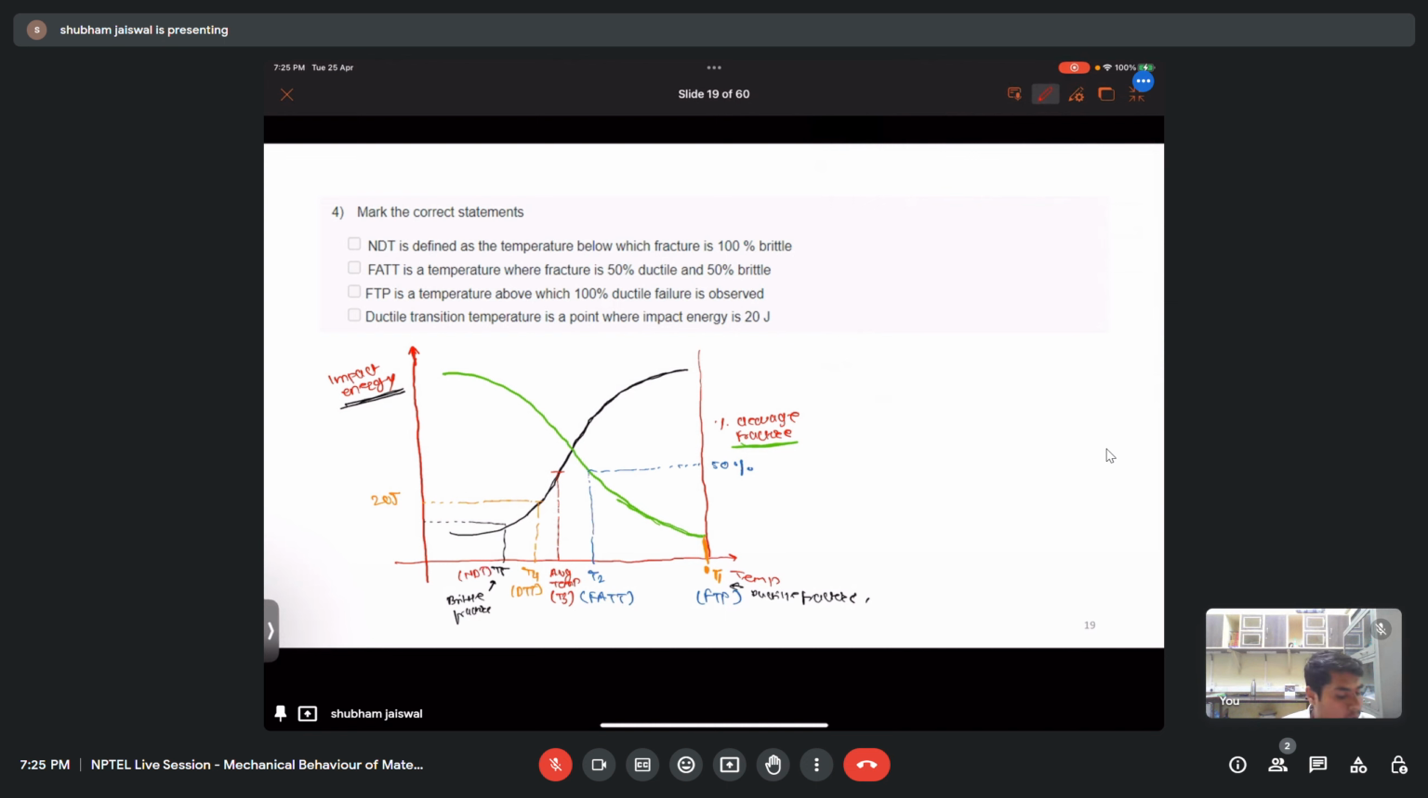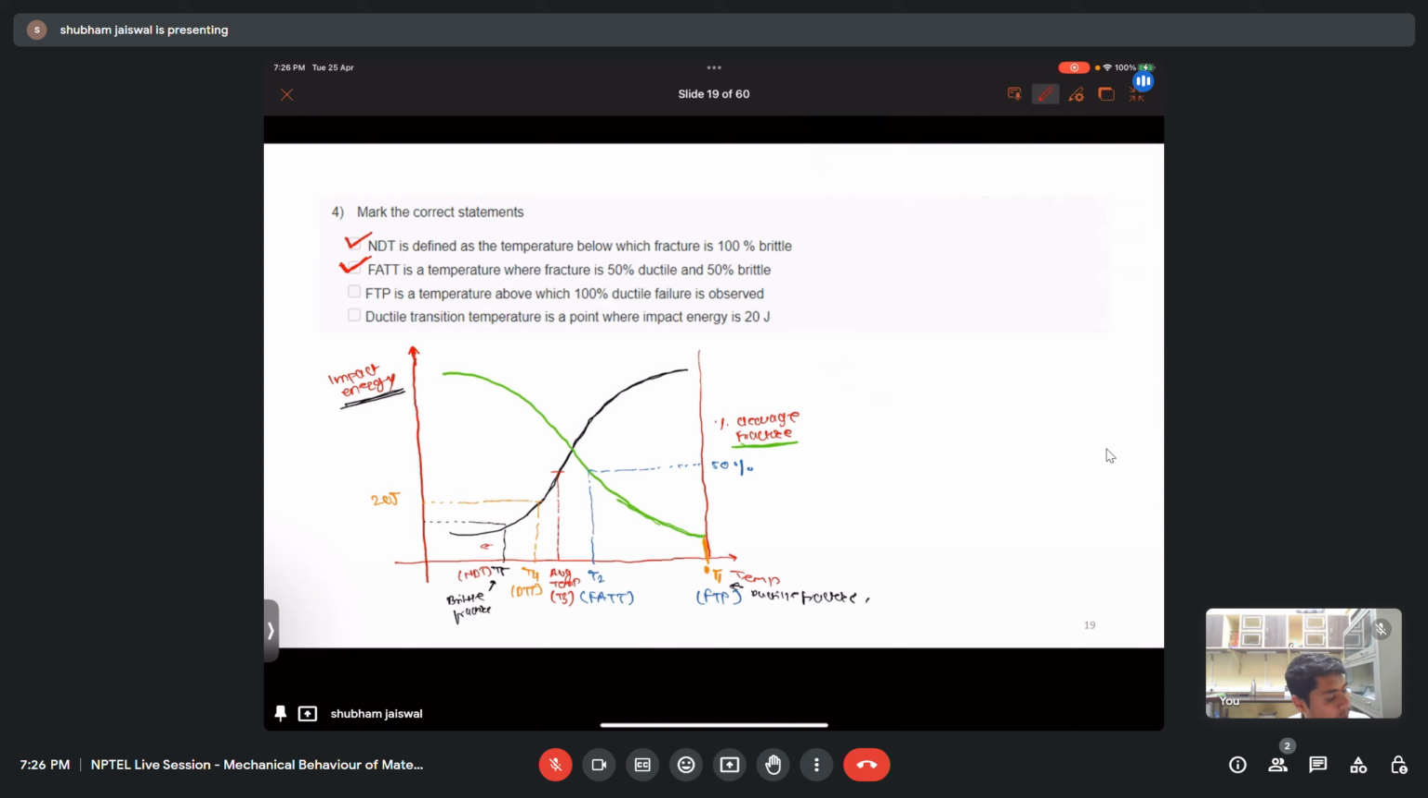So the first statement they have given: NDT is defined as the temperature below which the fracture is 100% brittle. So this is true. Below this temperature, the fracture will be brittle. So this is the correct one. Now the second, FATT is a temperature where the fracture is 50% ductile and 50% brittle. If it is 50% ductile, the remaining is brittle. So this one is also correct.